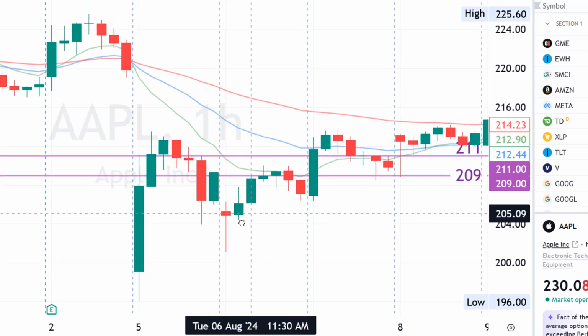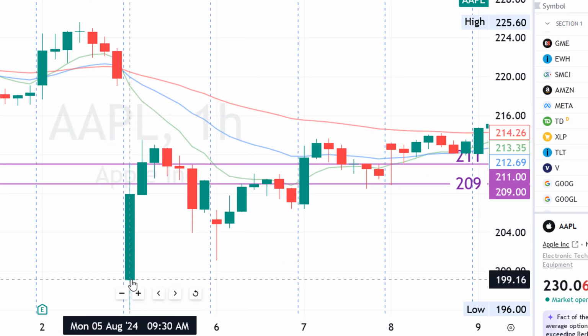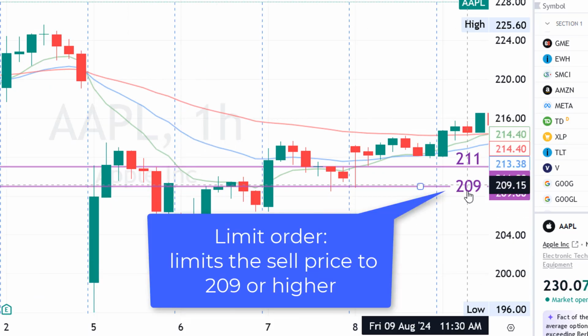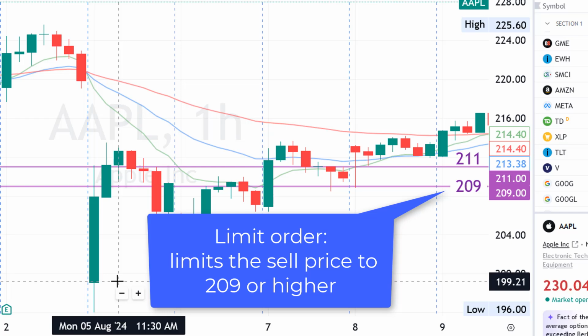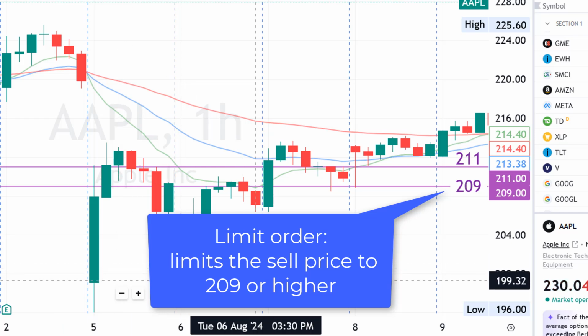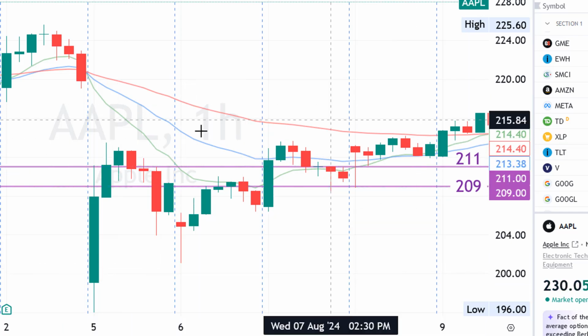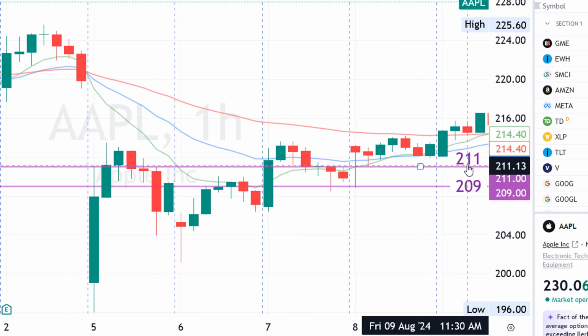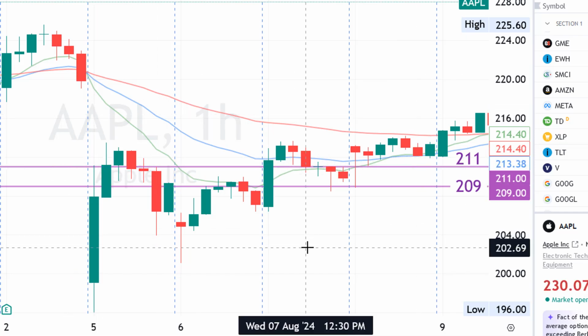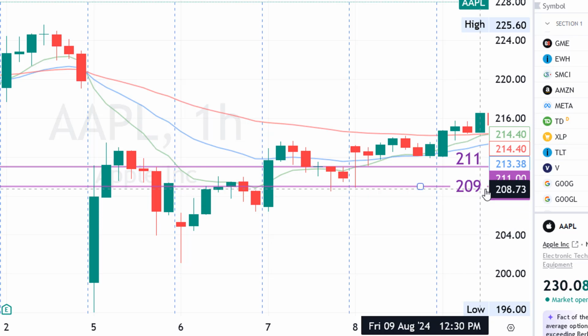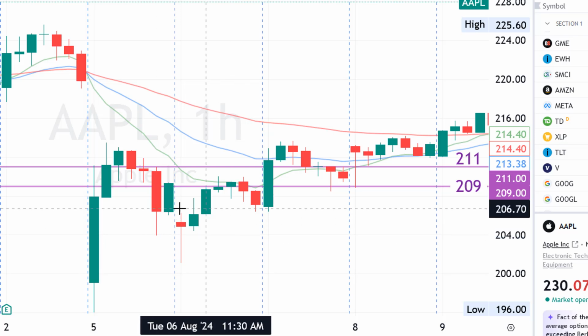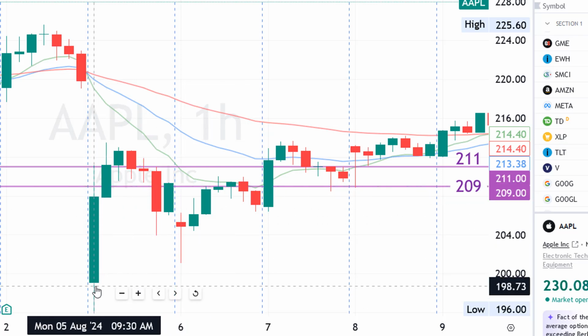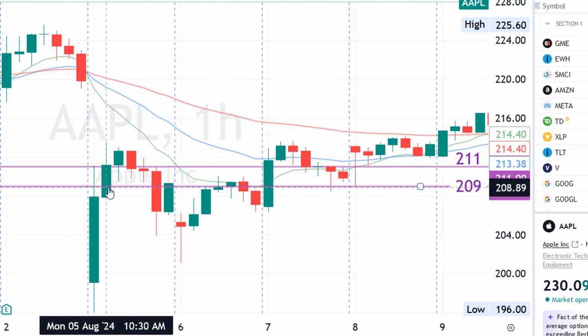And how it helps me in this scenario is when Apple opened the next day down at 199, since it's below my 209 limit, I'm still holding onto those shares because I'm telling my broker that yes, I do want to get out if the stock price drops to 211, but the limit at which I would be willing to sell is $209. So if the price goes below 209, I do not want to sell. So my order actually wouldn't get filled until the stock price goes back up during the next hour and it would get filled at 209.